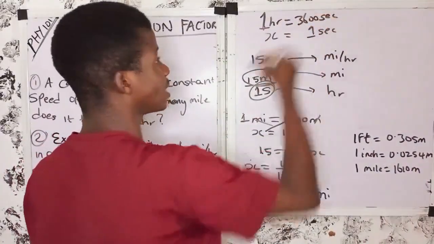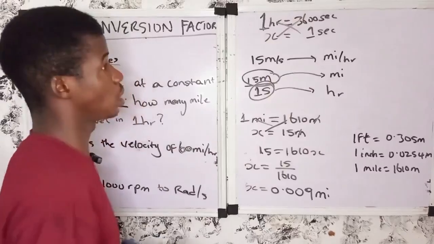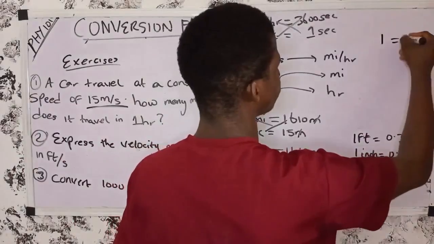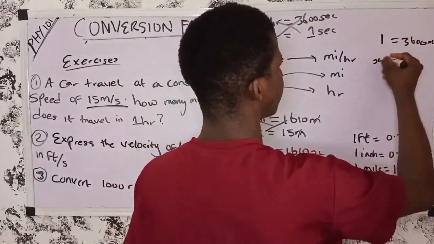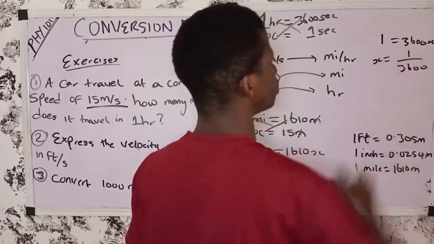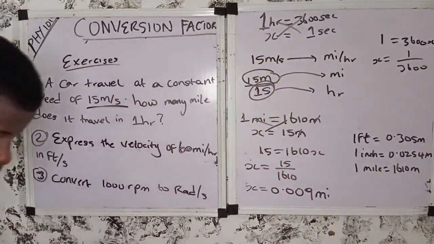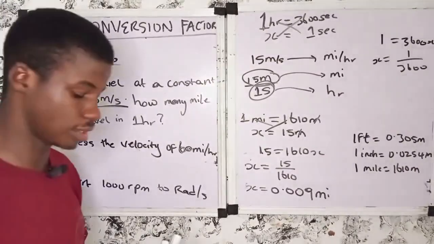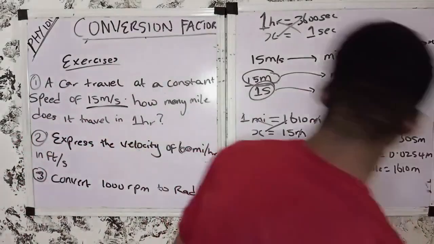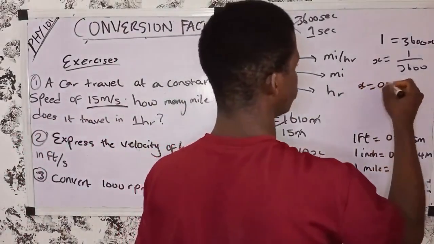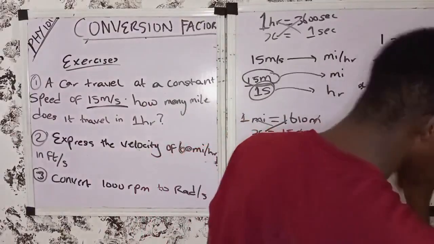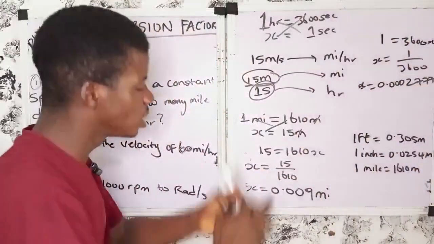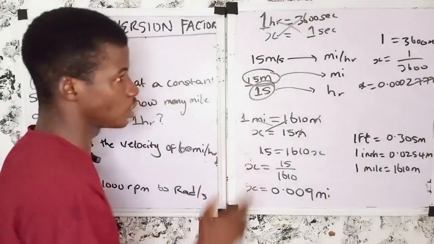So then 1 second will be equal to how many hours, x? If you cross multiply, 1 times 1 gives us 1. Then 3,600 times x will give us 3,600x, right? So making x the subject, it will now be 1 over 3,600. So if you divide, 1 divided by 3,600, we get x equals 0.000277777 hour.